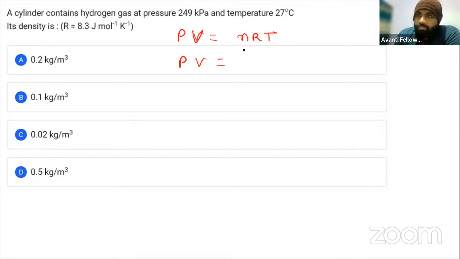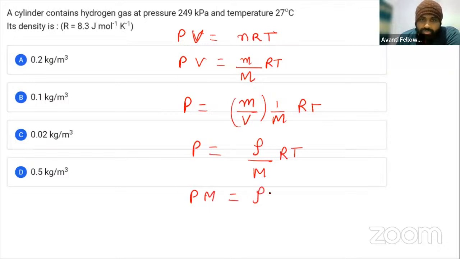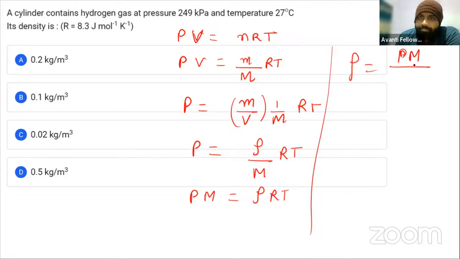So we know n is the number of moles. How will you find the number of moles? Given mass divided by the molecular mass or atomic mass, into RT. Now P equals small m upon V into 1 upon M, RT. Thus mass upon volume will become density. So P equals rho upon M, capital M, RT. You can take this M this side, rho RT. So rho will become PM over RT.